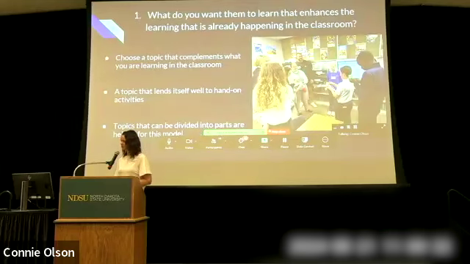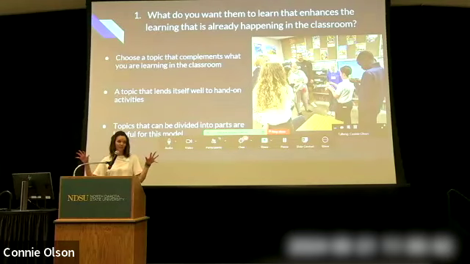So the first one is, what do you want them to learn that enhances the learning that's already happening in the classroom? So again, I picked the 5 senses because it was easier for me to divide my groups up. It is applicable to a lot of hands-on activities. It's good for kids. So choose a topic that complements what you're learning in the classroom. Also in immunology, I really wanted them to be able to talk about the flu shot and how it works, and it became relevant in a lot of ways after COVID as well, and about how vaccines work and how to explain that to someone who might not know how that works.